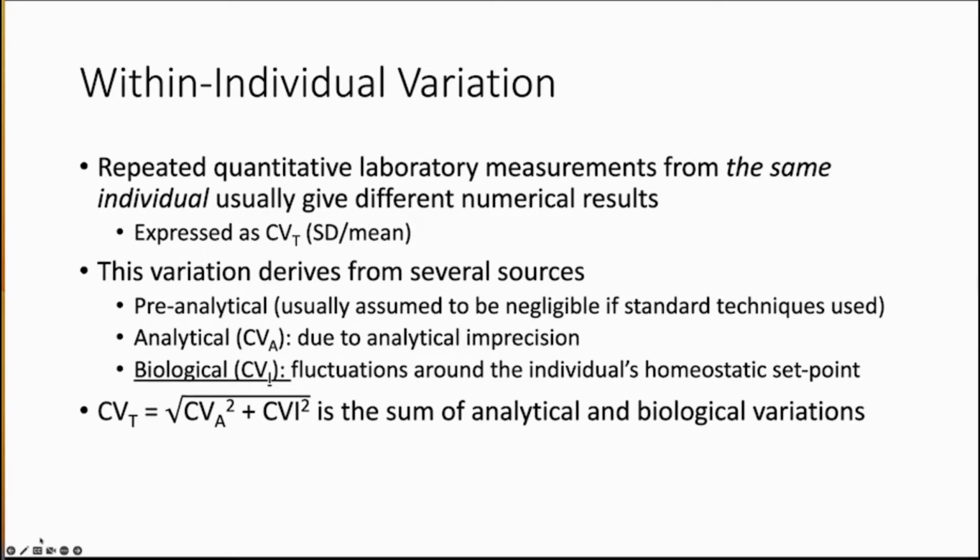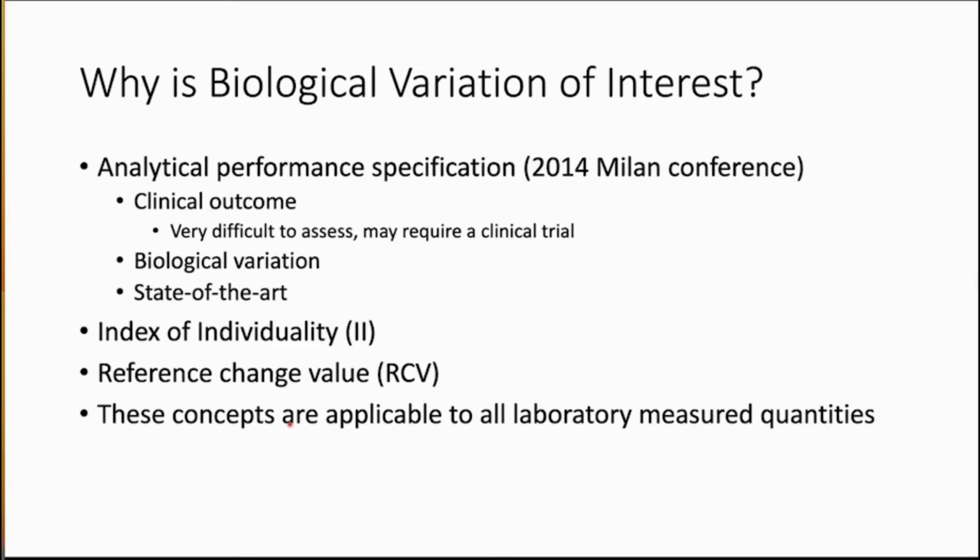I'm going to try and get myself a pointer here. The analytical, there we go. The analytical variation, and then this biological variation here, which is described as CVI. So that's kind of the background to thinking about variation in an individual person.